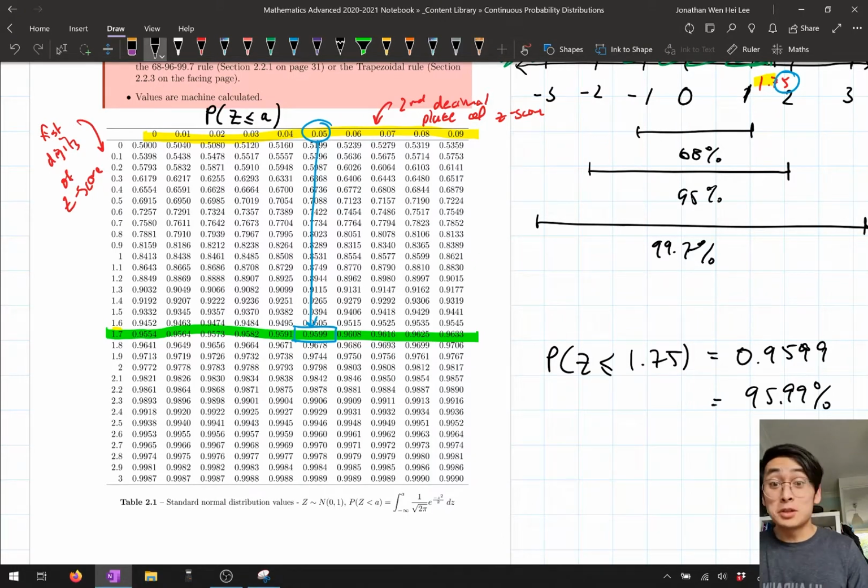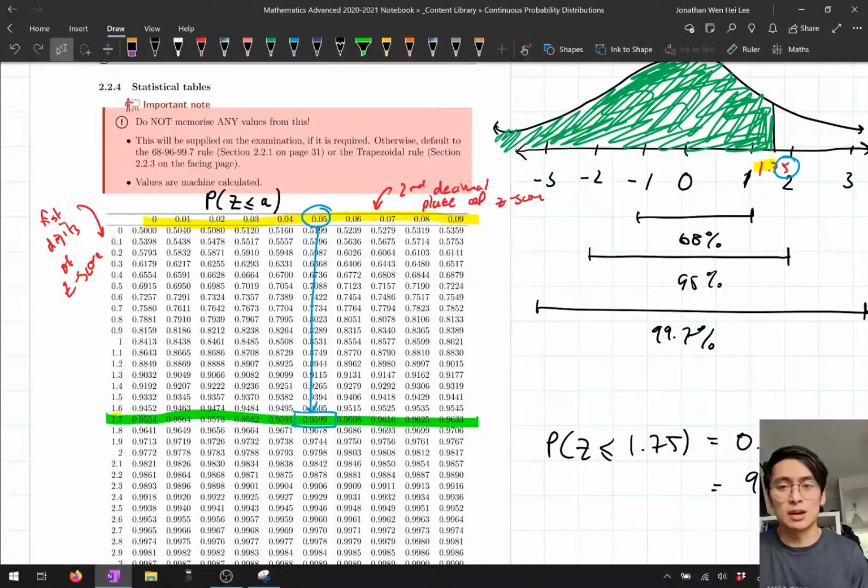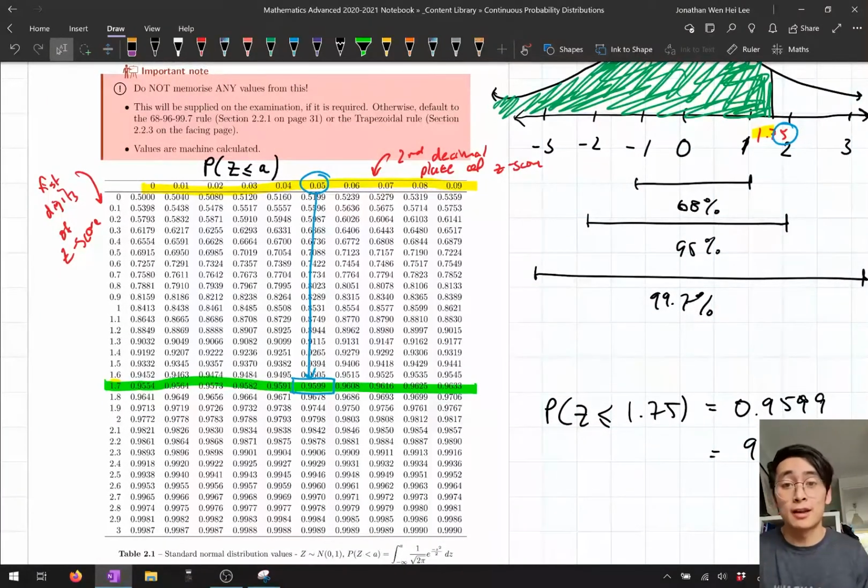So that's how we can use this statistical table to help me find the probabilities of events happening given non-exact value z-scores. So here, if we wanted to find very precise z-scores, for example, let's say you wanted 2.88 or something, you can use this table to help you find those values. Now, a few things about this table.